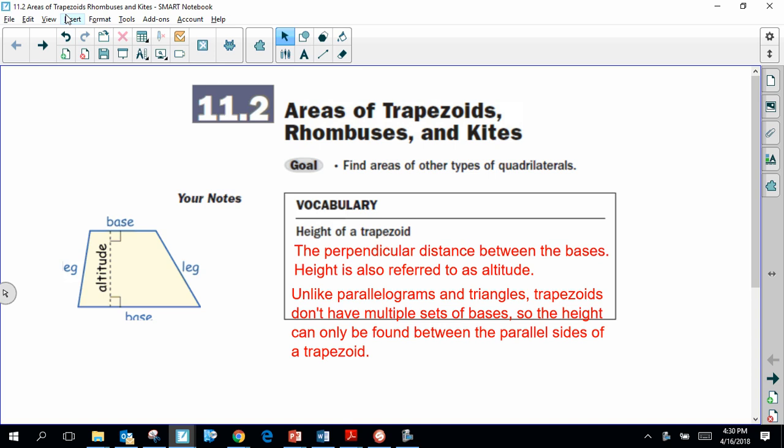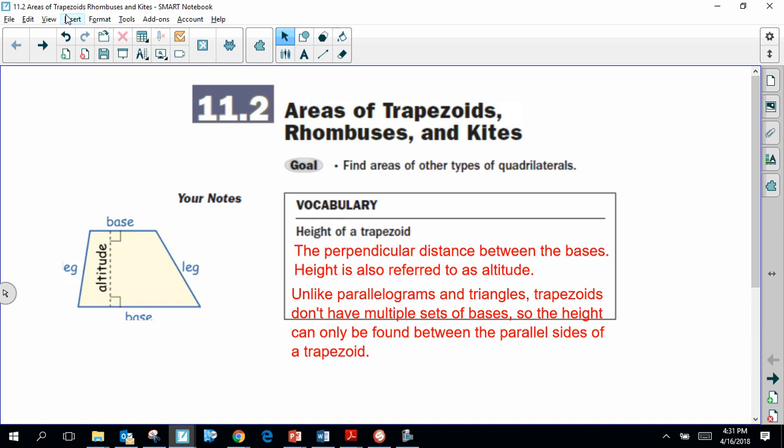Now here, the height of a trapezoid is going to be necessary when trying to find the area of a trapezoid. In fact, trapezoids are something that you'll use initially to approximate the area of irregularly shaped objects. If you have something that's curving, you'll use trapezoid shapes to approximate what the area will be, until you learn how to find the area under a curve.